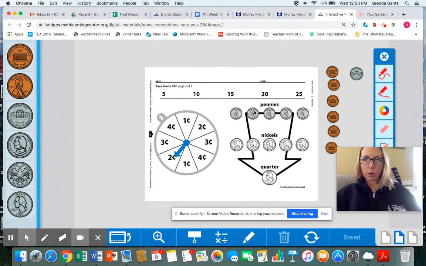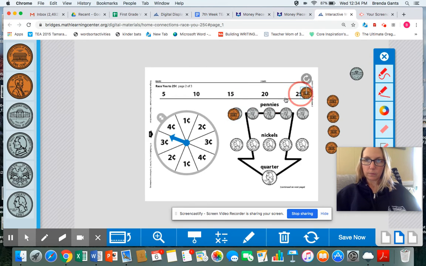My goal, once I fill up all 5 of these, is to exchange them, put them away to the side, and trade them for a nickel. Then I have to do pennies again until I have 5 again, and I get another nickel. Once I have 5 nickels, I get to trade them for a quarter. So let's just see my first turn. Okay, so I have 3.